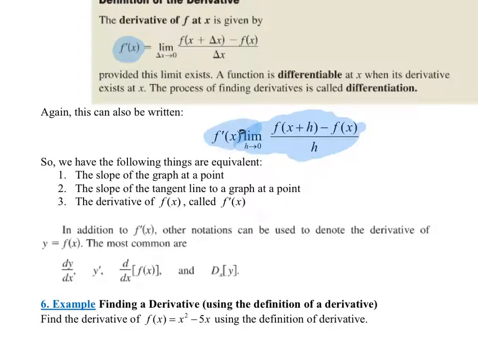So what have we learned? We've learned the following three things. We've learned that the slope of a graph at a point is the same thing as the slope of the tangent line at that point, which is the same thing as the derivative at that point. So derivatives, we're going to be learning how do we find derivatives using rules instead of having to do this limit process. We'll start that as early as next section. How do we find derivatives and what does it mean?